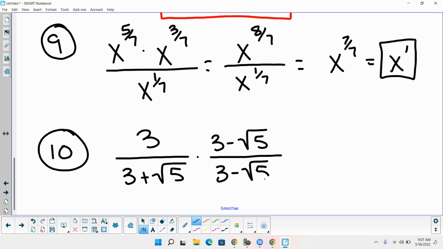Now, if it was just radical 5, then you guys are right. Just multiply by radical 5 over radical 5. But since it's 3 plus radical 5, we have to multiply the top and the bottom by its conjugate, which is 3 minus radical 5. So I like to do this so you guys remember that you have to FOIL the bottom and distribute the top. Okay?